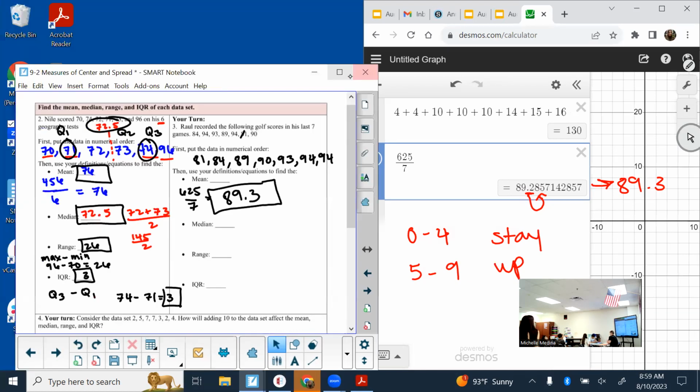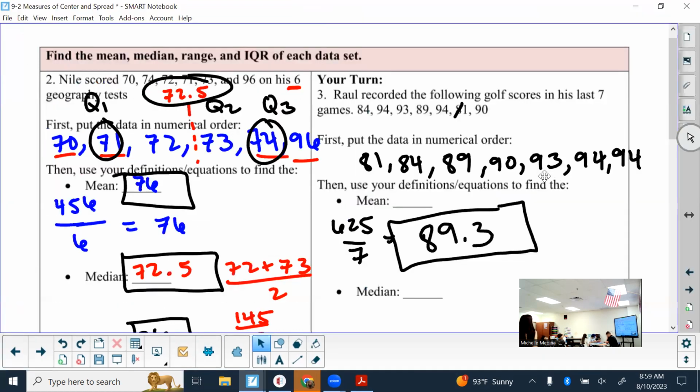All right, now the median. What is my middle number for this set of data? Median. 90. Anyone disagree with that? Okay, I agree. There should be the same amount of numbers on each side of your median. You go left, right, left, right, left, right. And here's my median. I'll label it as Q2.